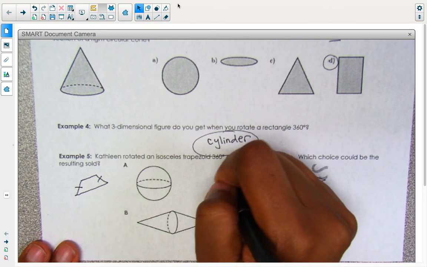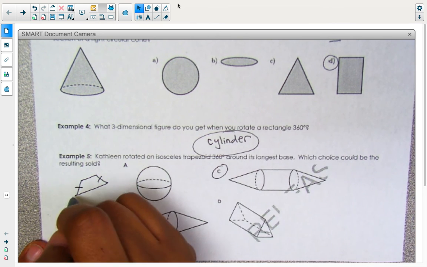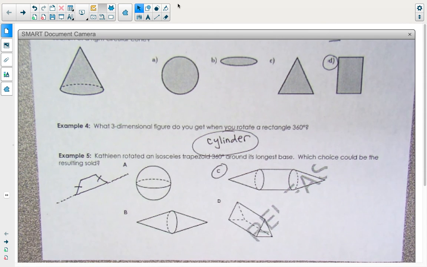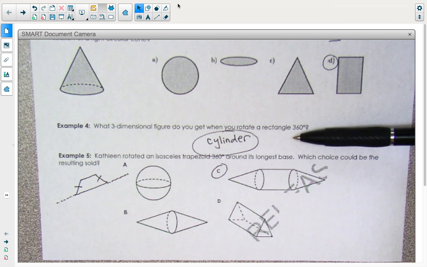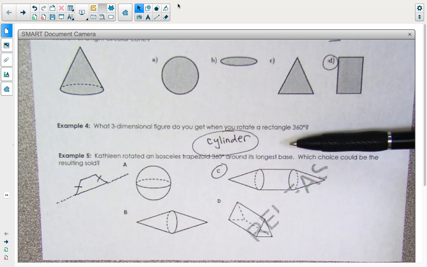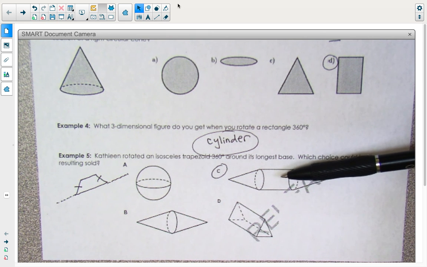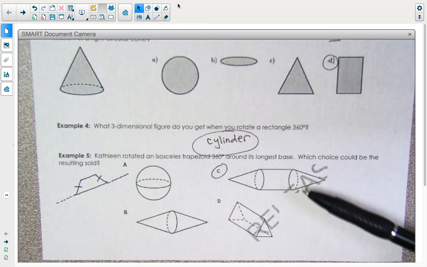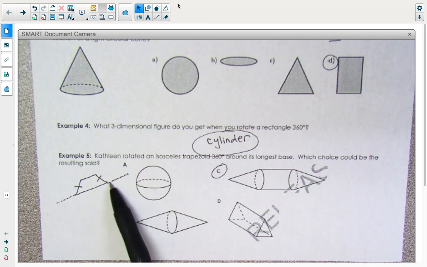You should get C. If I'm rotating along this base here, think back to example 4, where we took the rectangle, rotated it around, and made a cylinder. So I'm going to have something circular in there. It's not going to be this one because all the sides are not the same, and it's not going to be this one because I don't have anything circular. So I'm not considering the rotational part of it. It's going to be this one because I'm rotating along the longest side. So the answer to that is C.